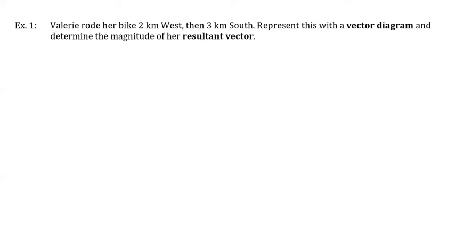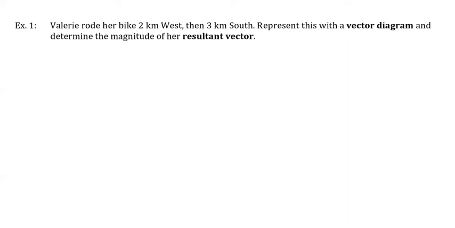Valerie rode her bike 2 kilometers west and 3 kilometers south. We used to do, as I said, more scale diagrams to this. If you're doing a scale diagram, you'd have to put on it which way is north, what's your scale, 1 centimeter equals 1 kilometer, whatever. We're not going to do that, but that is something another course might ask you to do. I'm going to use my rulers to draw it sort of to scale.